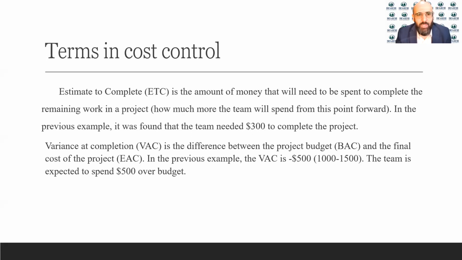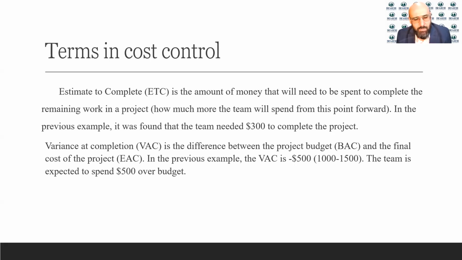All right, now moving into the estimate to complete, that's another concept that we should be familiar with in order to conduct the monitoring phase or the controlling phase in a project. The estimate to complete, or ETC, is the amount of money that will need to be spent to complete the remaining work in a project. Or it would be the answer for this question: from this point forward, how much more will the team spend?